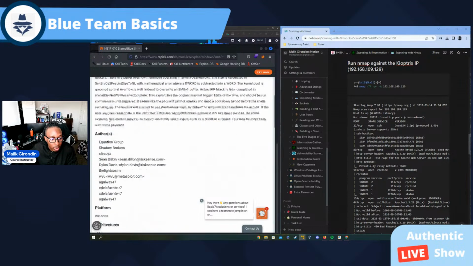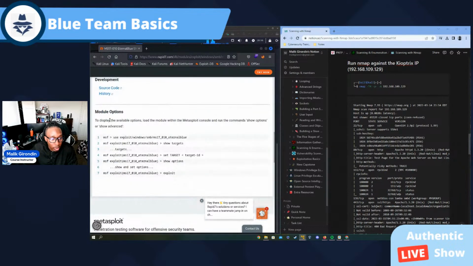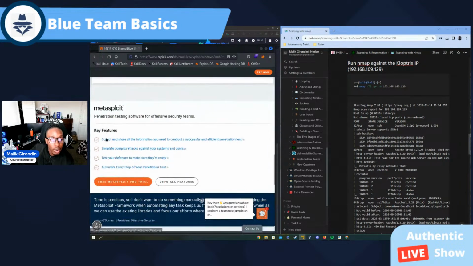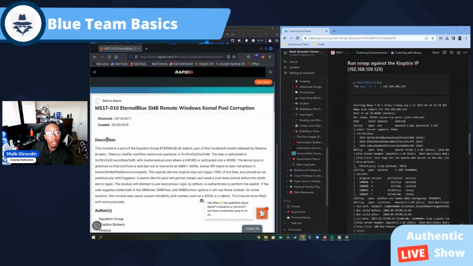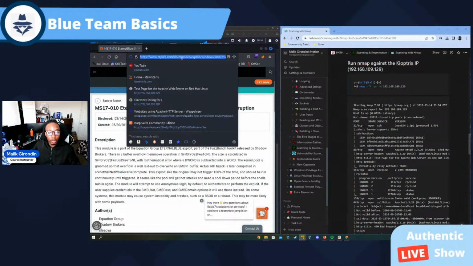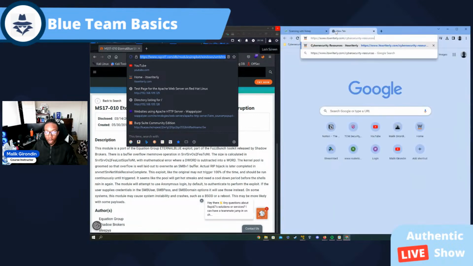Okay. So it looks like we could use EternalBlue. It looks like we could use Metasploit for it. Let's do that. Okay, let's load up. Actually, I should have brought it on this screen. Let's load up Metasploit. Let me copy this, put it on this PC.